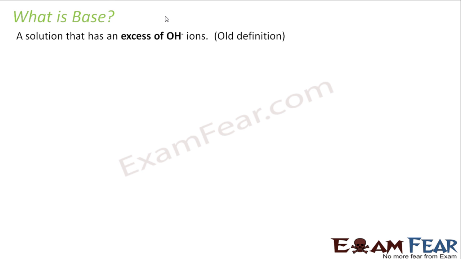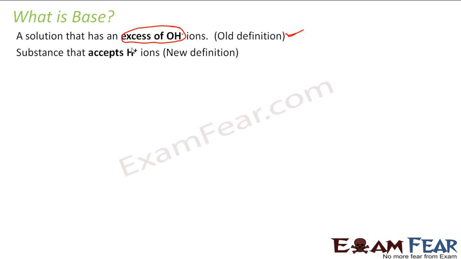Base is something which has excess of OH minus ion, and it's the old definition which is still used by NCERT, CBSE. But this is the old definition. The new definition says that a substance that accepts H plus ion is called base. This is a new definition actually, but I think our book still follows the old definition, so you can take any of these because in 99% of cases this definition is true, but there are certain scenarios which are base but they don't have OH minus ion, right?